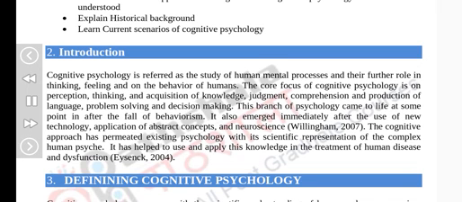Cognitive psychology is referred to as the study of human mental processes and their role in thinking, feeling, and the behavior of humans. The core focus of cognitive psychology is on perception, thinking, acquisition of knowledge, judgment, comprehension, production of language, problem solving, and decision making.